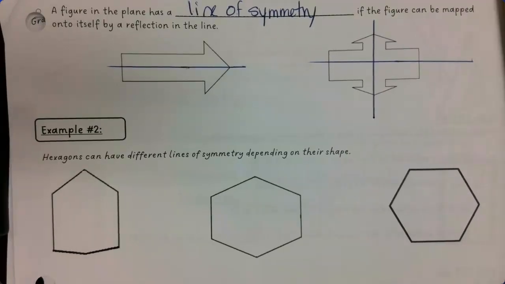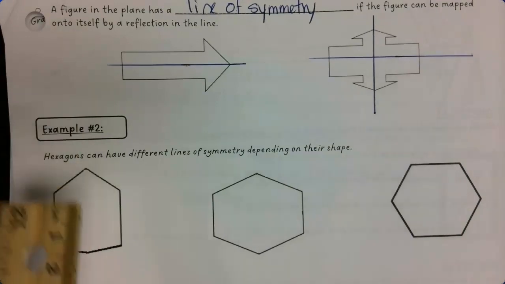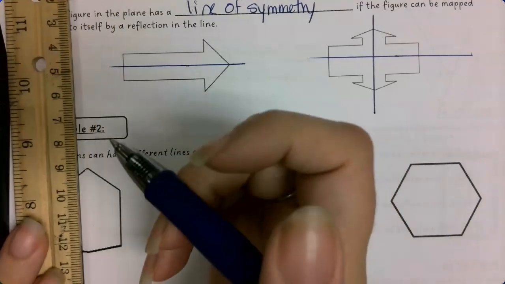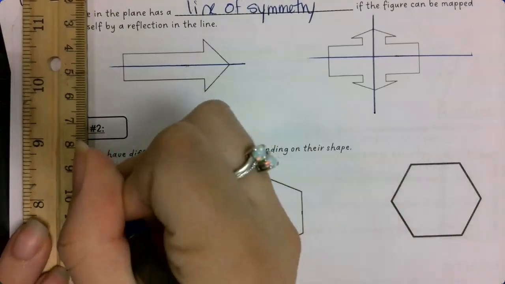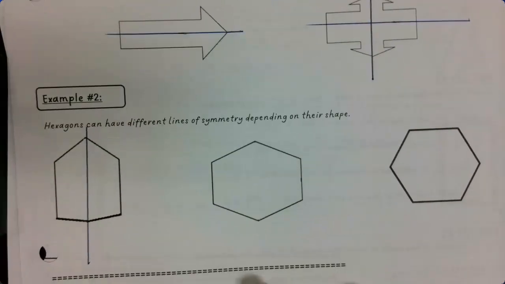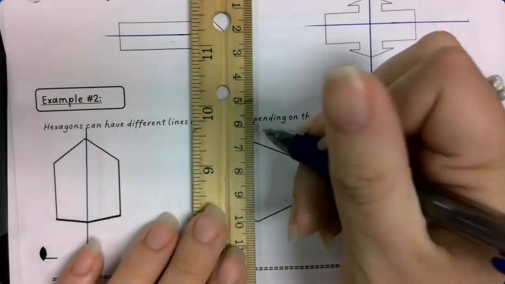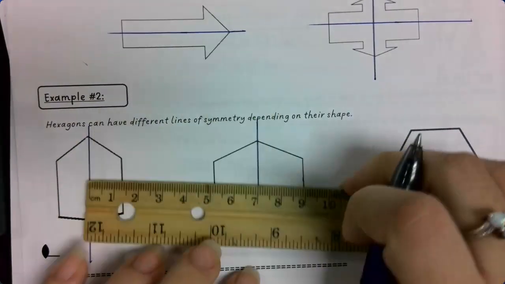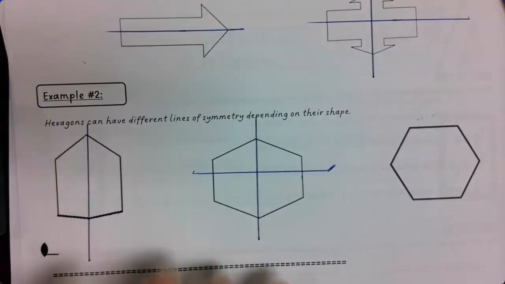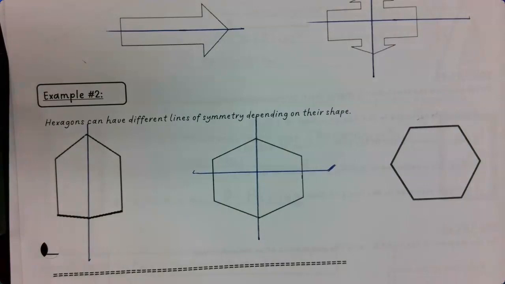So the second example is showing me hexagons. Just because they're all hexagons doesn't mean they're going to have the same number of lines of symmetry. This first picture, I can only draw a line vertically to get it to cover itself. Any other way I fold that picture is not going to cover itself. The second picture, I can do vertically, and I can also do this one horizontally. But if I try to do diagonally, it's not going to cover it up nicely.